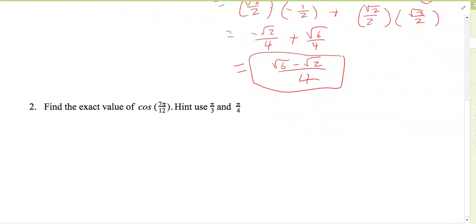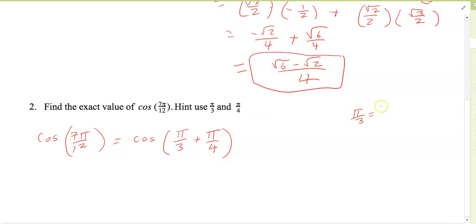Okay. Now, next one, find the exact value of cosine of 7 pi over 12. And we're given a hint that we should use pi over 3 and pi over 4. So that's going to be the cosine of pi over 3 plus pi over 4. Because pi over 3 is equal to 4 pi over 12, then pi over 4 would be 3 pi over 12. And so if you added the 4 and the 3 together, you got 7 pi over 12.